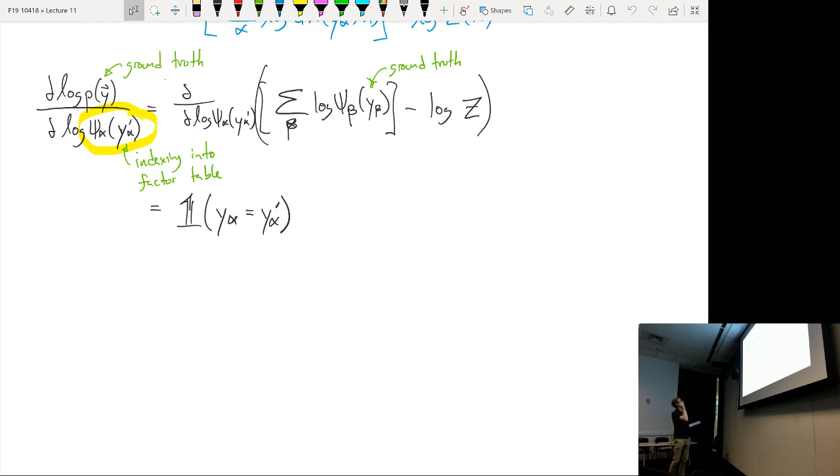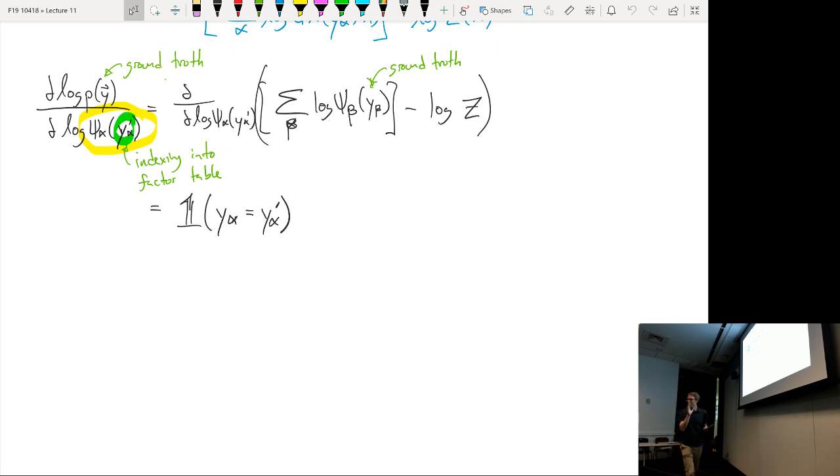The green highlighted part here, y prime alpha, is indexing into that table. So the y alpha and y prime alpha are just the indexes? They're an assignment to the actual values of the variables involved in the factor alpha. So it only updates when you correctly assign the values? Well, remember that to get a gradient, we need to take the partial derivative.